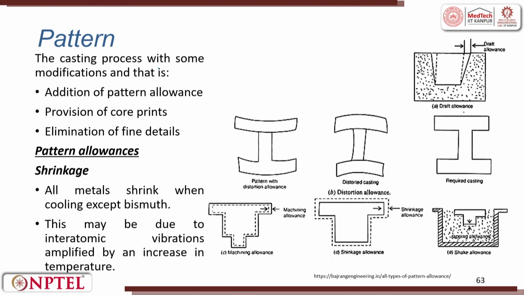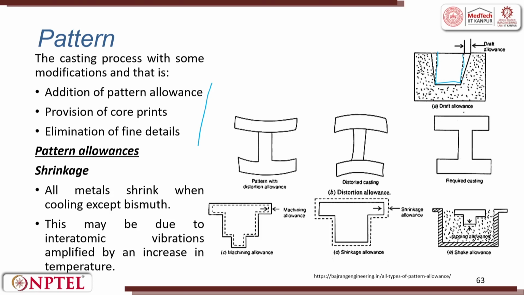So, for the casting process, the pattern needs some modification: addition of pattern allowance, provision of core prints, elimination of fine details. These are some of the things you should keep in mind when you are trying to make a pattern. Additional pattern allowance will be given. Why are we giving additional pattern allowance? Suppose you have made a sharp edged pattern. When you try to remove it from the sand mold, it will damage the surface. Once it damages the surface, it is very difficult to remake the sharp edges.